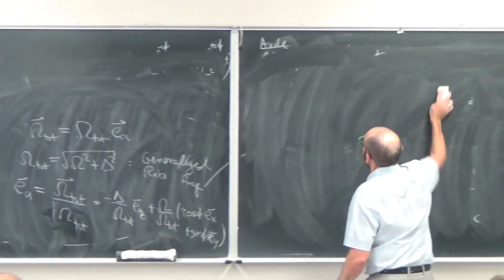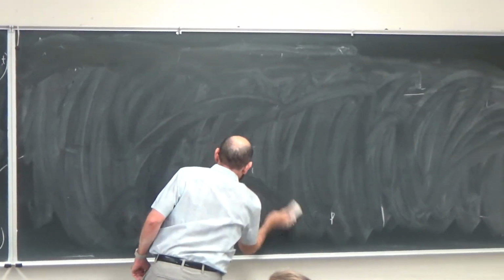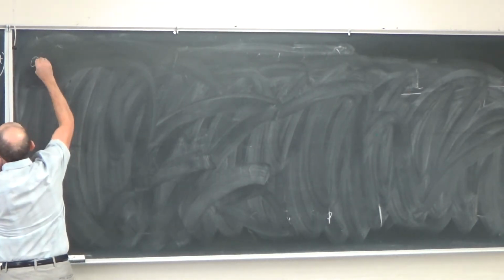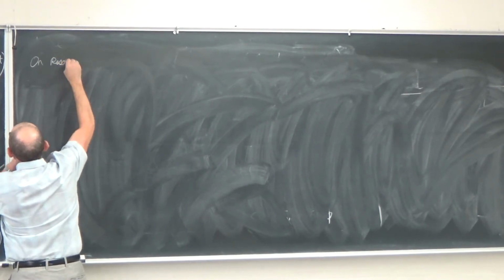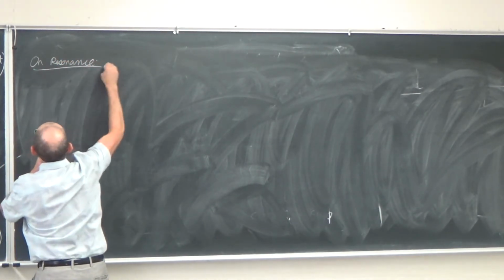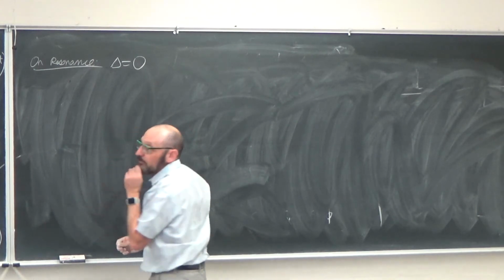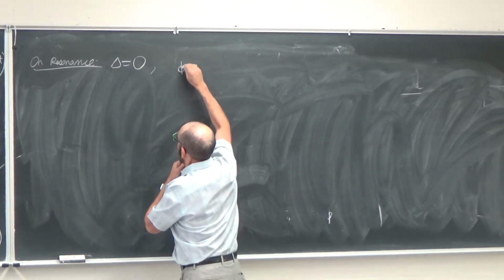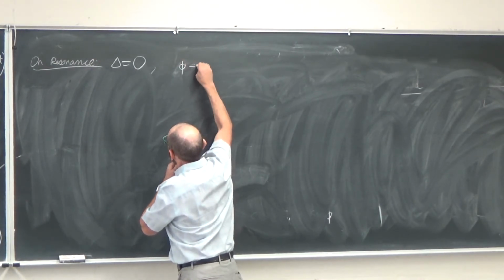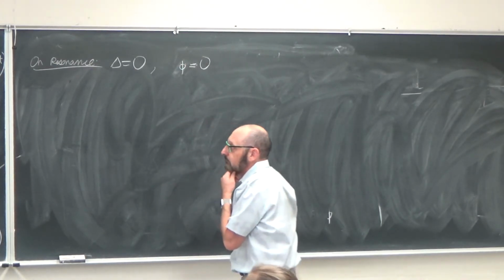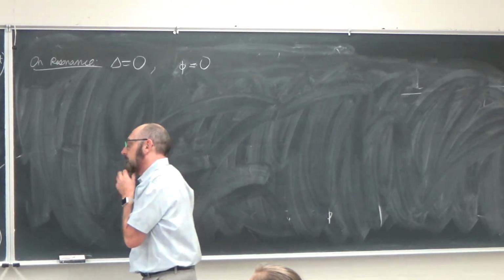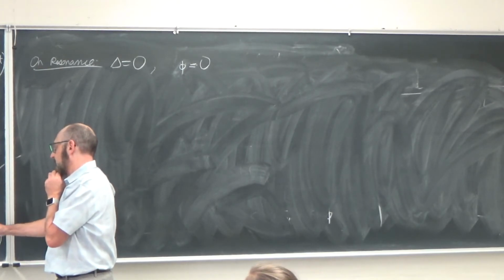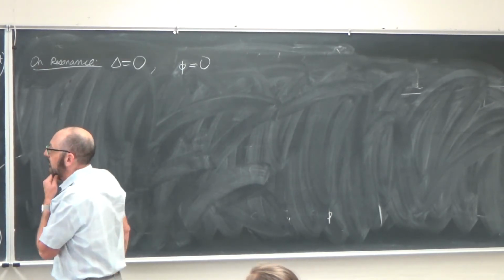Let's say I'm right on resonance. Let's make delta equal to 0. And for simplicity, let's just set the phase to be 0. All right? So in that case, this term is 0. This term is 0. And then I have just that.